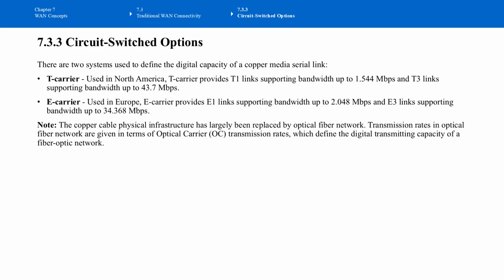There are two systems used to define the digital capacity of a copper media serial link. The T carrier, used in North America, provides T1 links supporting bandwidth up to 1.544 megabits per second, and T3 links supporting bandwidth up to 43.7 megabits per second. And there's the E carrier, used in Europe. The E carrier provides E1 links supporting bandwidth up to 2.048 megabits per second, and E3 links supporting bandwidth up to 34.368 megabits per second.